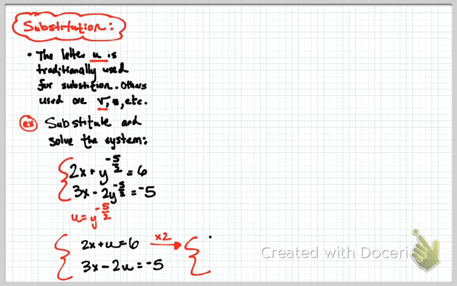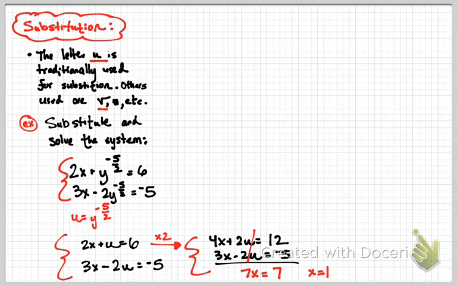Alright, let's go ahead and multiply this. We get 4x plus 2u equals 12 over 3x minus 2u, which is equal to negative 5. This comes out real nice. Yeah, the u's cancel. They eliminate. So we're left with 7x equals 7. So x is equal to 1. Now, are we done? No. X is equal to 1. Now we got to consider the problem, right? We're solving this system. Do I care about solving for u?